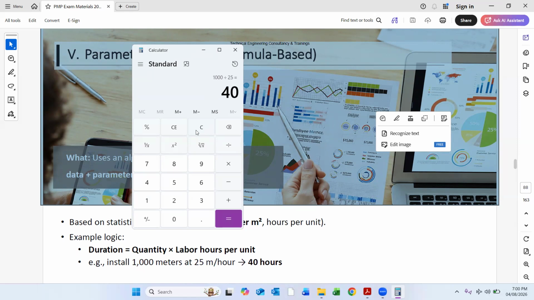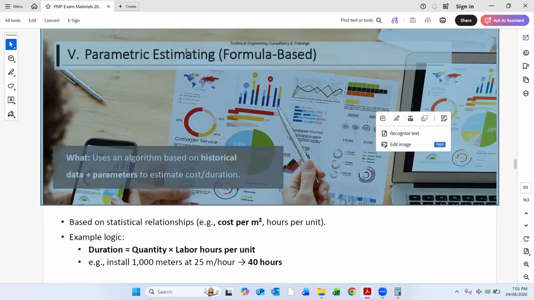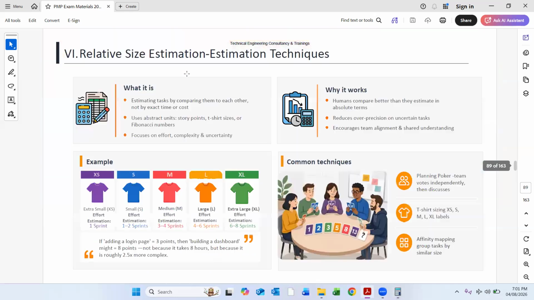So it is actually total quantity divided by productivity. The formula we use in planning is productivity equals quantity divided by duration. So it takes 40 hours, at that productivity, to complete 1000 meters of work.